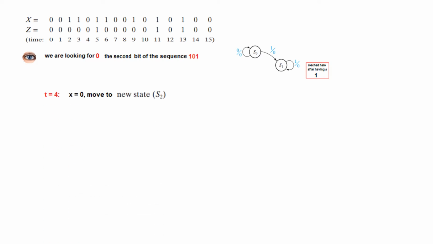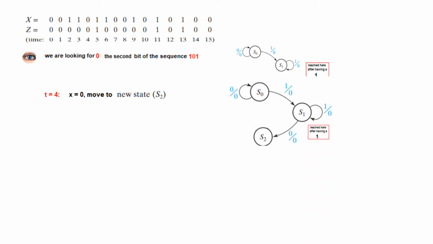Now at t equal to 4, we got a 0. Since we got a 0, that is what we were looking for. Therefore, we'll move to the new state S2. So we'll write a new state S2 and move to S2 from S1, and the parameters written here, x and z, are 0 and 0. So we are writing 0 and 0.